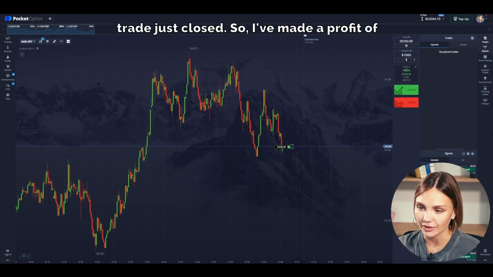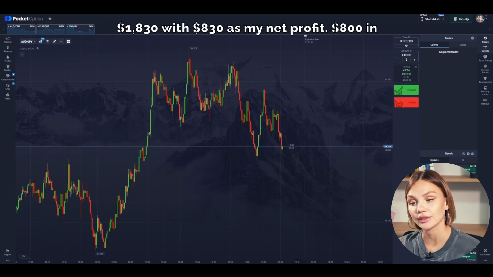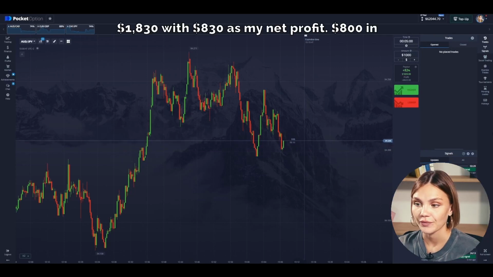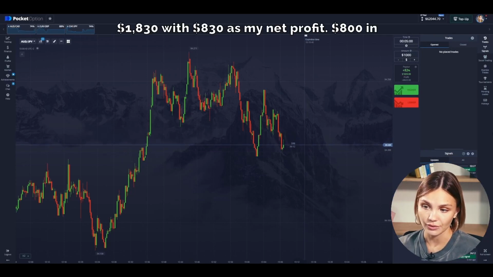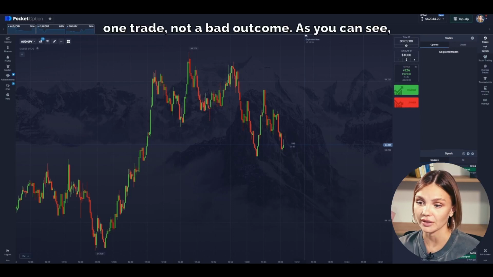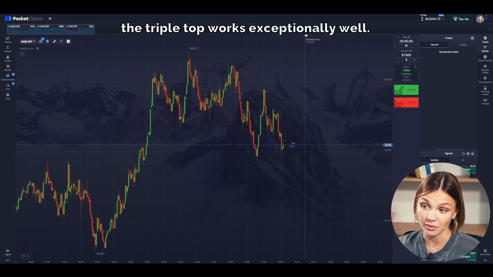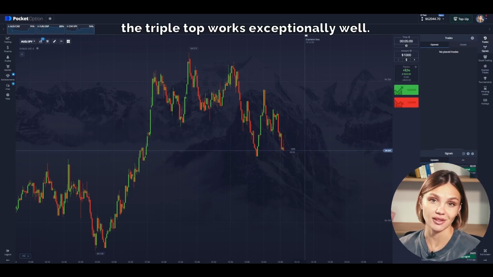So I've made a profit of $1,830 with $830 as my net profit. $800 in one trade, not a bad outcome. As you can see, the triple top works exceptionally well.